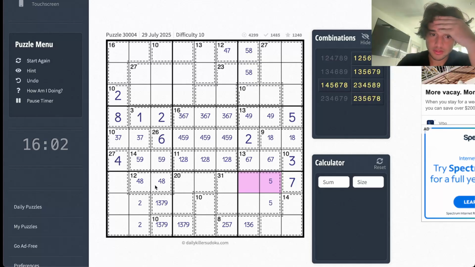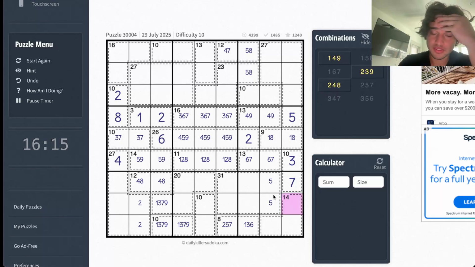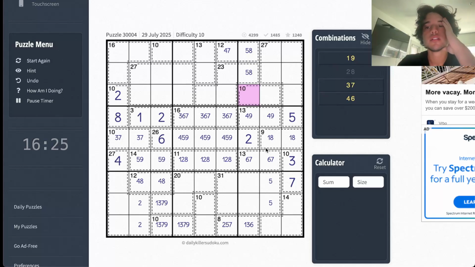I guess, where do your 8s go here? Your 8s must go somewhere here or here. Could 8 go with 2 and 4? Probably. It's probably going to be 2, 4, 8. Just kind of knowing the crafting of these puzzles. 4, 9, 6, 7, 1, 3. 1, 3, 6, 7, 4, 9. 6, 7, 4, 9. Okay.